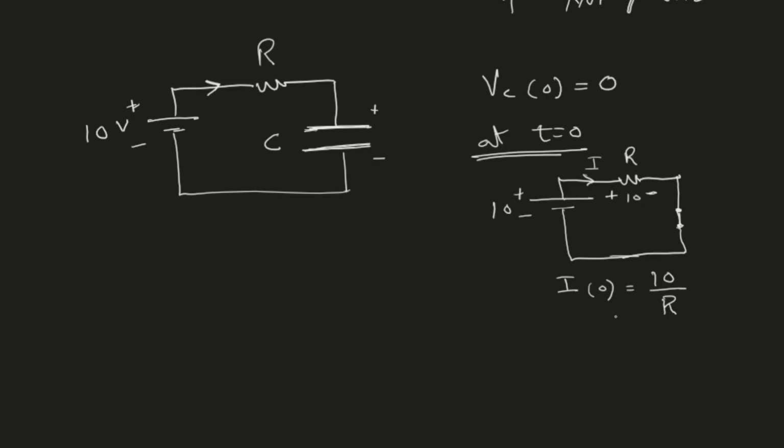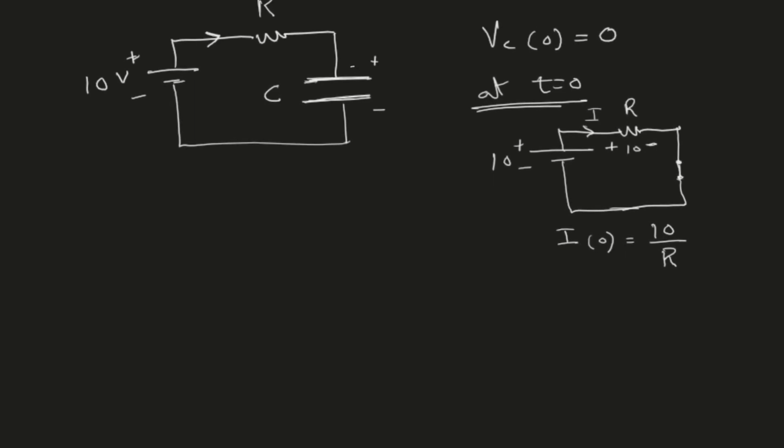Now, when this current flows in the circuit, it will start charging the capacitor. So after some time, the capacitor voltage will increase because now a charge has accumulated on the capacitor. So I will have positive charge on top and negative charge on bottom.